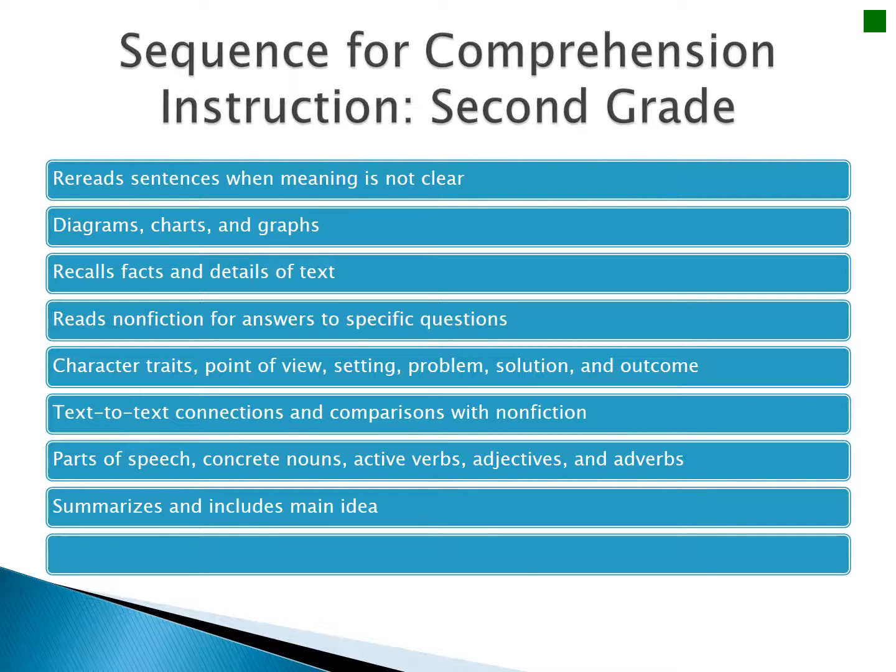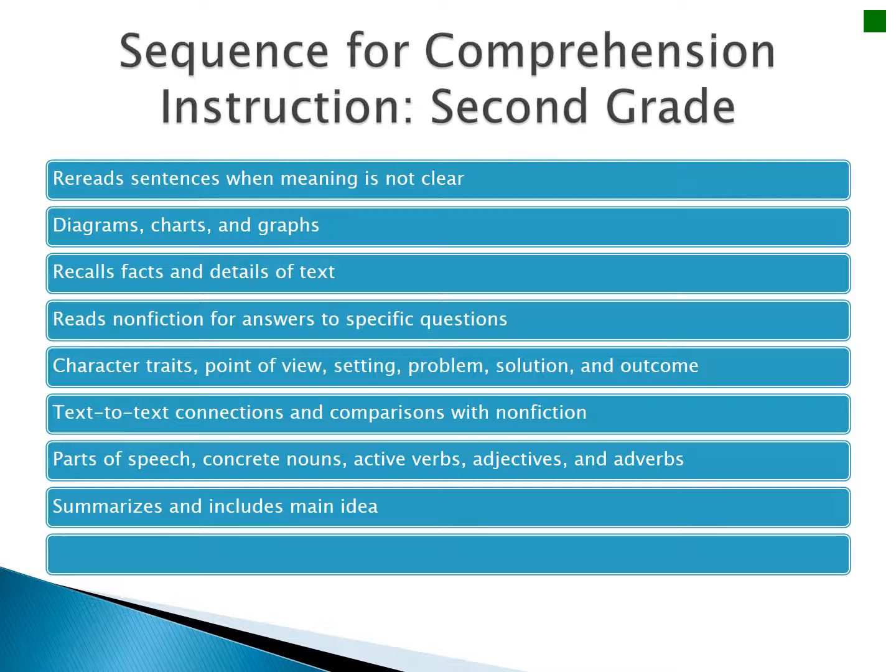Now, if we've done a good job of teaching the other concepts we've just discussed in kindergarten and first grade, we will have second graders who are ready to learn so much. I love teaching this grade level. Students at this age should be able to reread a sentence when their meaning is not clear without prompting. They should be able to understand and apply their knowledge of diagrams and graphs and charts when they're reading. Look at those, see what it adds to the text. They should be able to recall facts and details of the text.